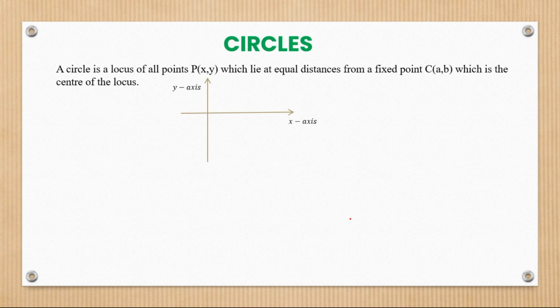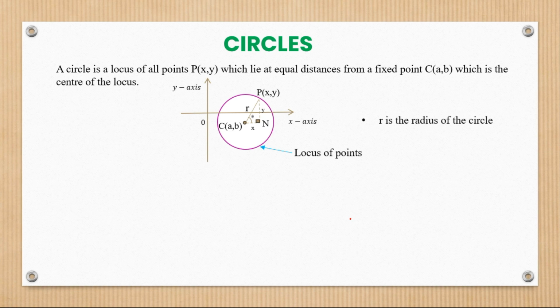If we put this on a Y and X axis graph, I'll have it this way. That's the center right there. The center is (A, B), and we can see that this locus or this circle has a radius. As you can see, that is the point P(X, Y), and then we can construct it this way. We can label that as point X, then label that as point Y. We're going to be using all these forms to find the equation of the circle. This is the locus of points, and R is the radius of the circle.